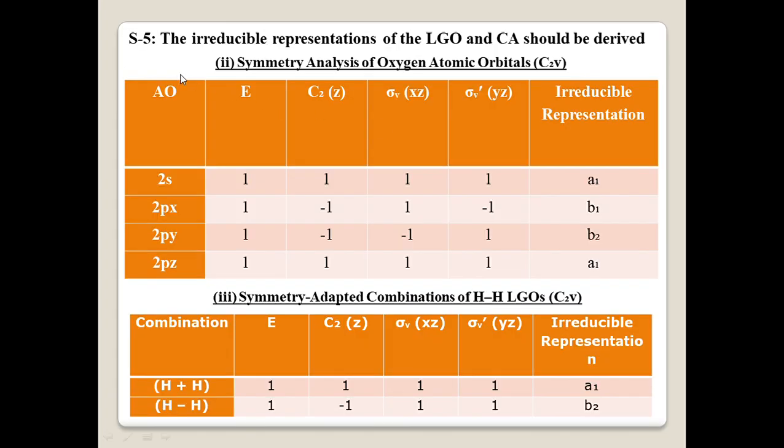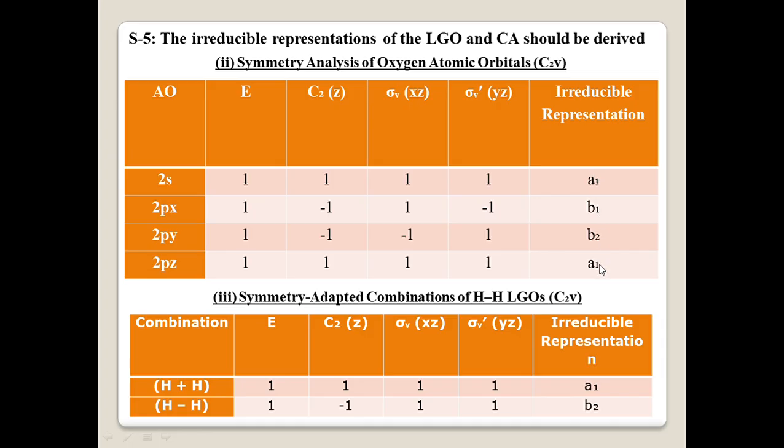Then S5 problem 5, the irreducible representations of LGO and AO for C2v would be derived. Here we have two atoms, one central atom and one peripheral atom. For the central atom, 1s will not participate, so 2s is there, and 2px, 2py and 2pz are there, and it will be derived. The irreducible representations will be A1, B1, B2 and A1.